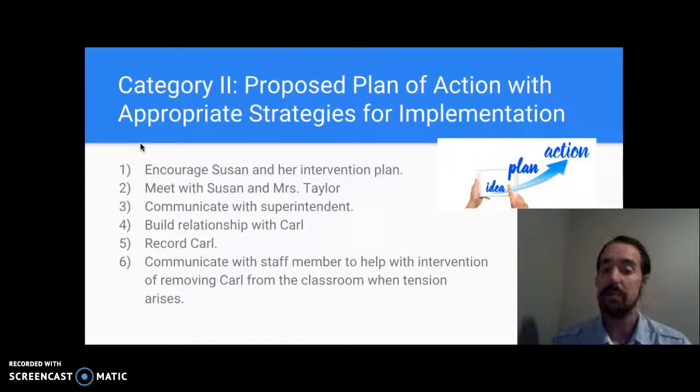Last but not least, communicating with a staff member to help with the intervention of removing Carl from the classroom when tension arises. There are certain policies and procedures that need to be followed when removing a child from the classroom, and we need to make sure that we're following those.